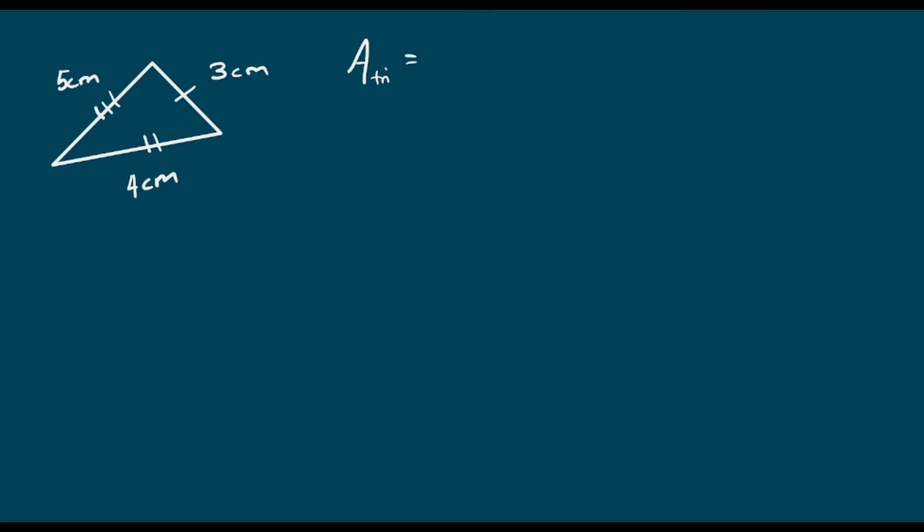Now let's move on. Now let's say we had a triangle that had no equal sides. So let's say this was 3 centimeters, this was 4 centimeters, and this is 5 centimeters. Now to find the area of a triangle with no equal sides, the formula we will use is called Heron's formula, which is S times S minus A, S minus B, and S minus C.